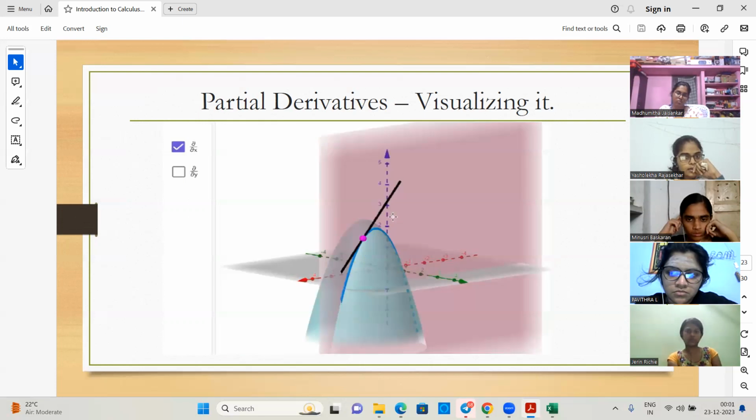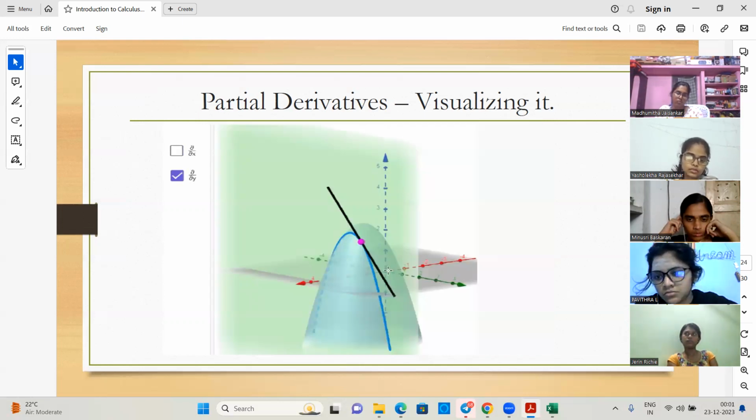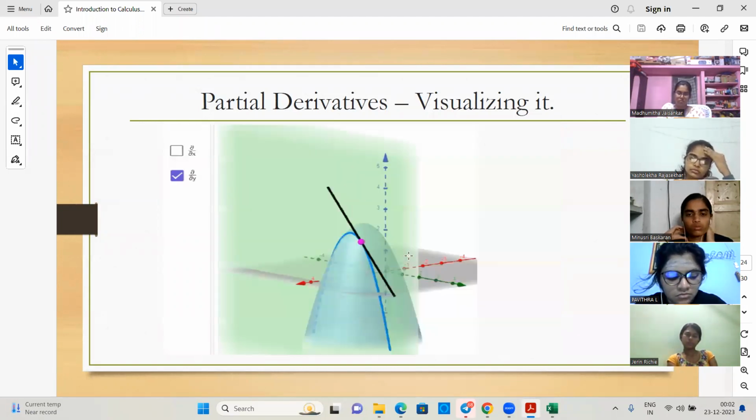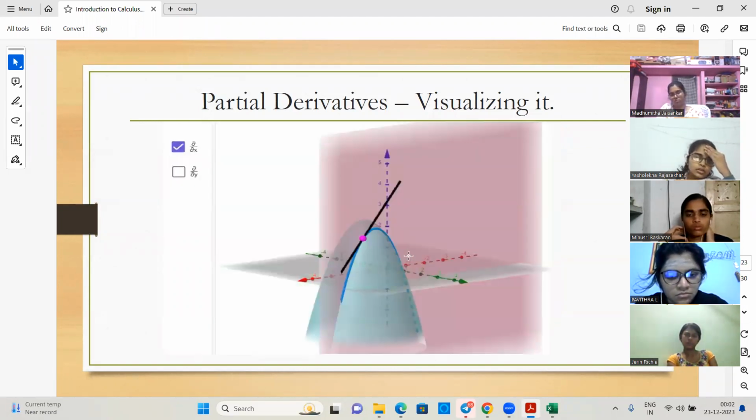You have a valid point. This is one component of the gradient vector, and this is another component of the gradient vector. The gradient vector is a combination of both of these, and these two are normal to each other. You can see that this angle is 90 degrees. There's no doubt about it. When I say that, I mean the components of the gradient vector are normal to each other.